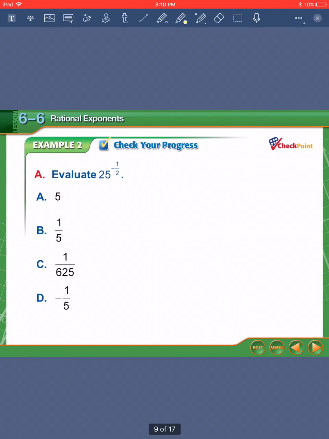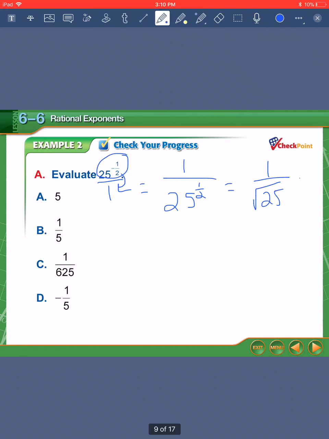All right, I'm evaluating 25 to the negative 1/2 power. So first, let's make it a positive exponent. So put 25 over 1. We're going to send all of that to the bottom. So it's going to be 1 over 25 to the 1/2 power, which the 1/2 power is the same thing as the square root. So I'm doing 1 over the square root of 25, which is 1/5.